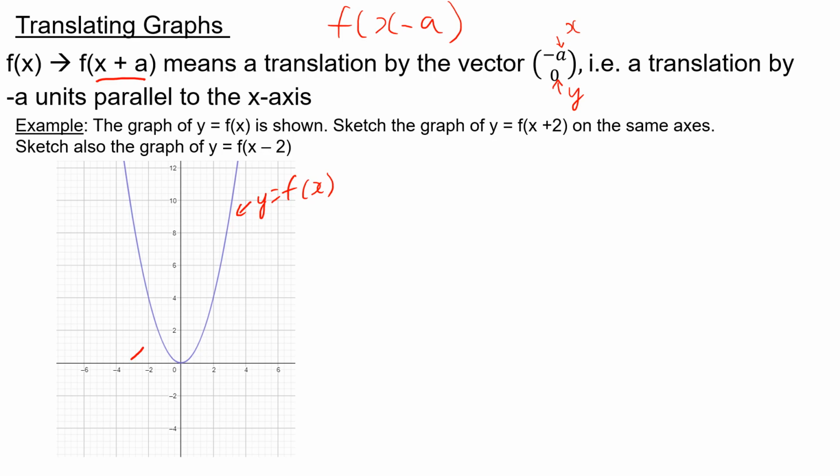So we can see 2, so it should go to the y-axis here. We can see that it goes through 2, 4. If we shift that to the left by 2 places, it will go to the y-axis there. So we can see that it should go to here. So from 0, it's going 2 to the left. It should look like that.